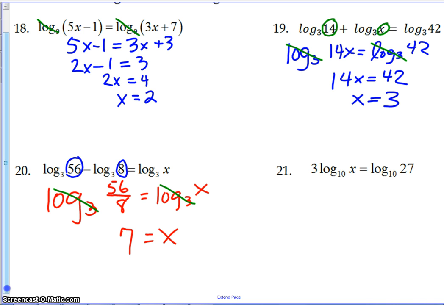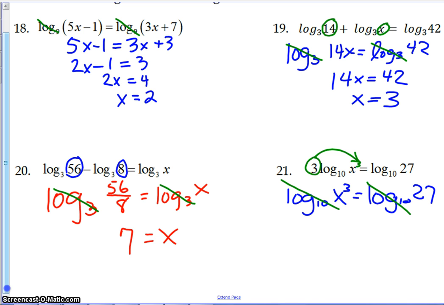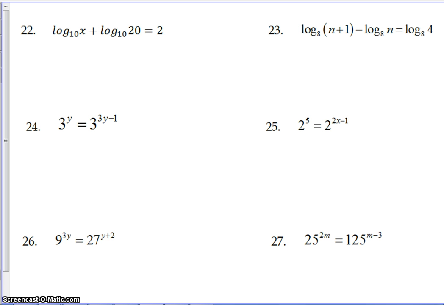That's what equals x. Now in 21 we have this unique situation where we have a coefficient of 3. If you remember, that coefficient becomes an exponent. So now we would have log base 10 of x to the third equals log base 10 of 27. Again, now we can ignore our log base 10s, and we find that some value to the third power equals 27. Here I think I just want you to use logic and say, well, then it has to be a 3. Only 3 to the third power equals 27.